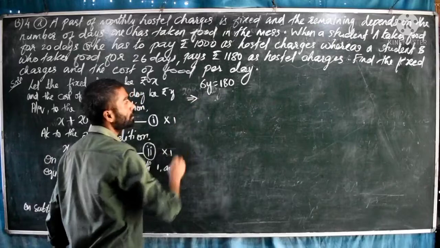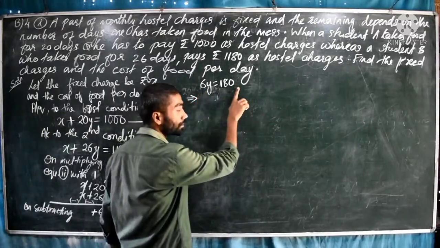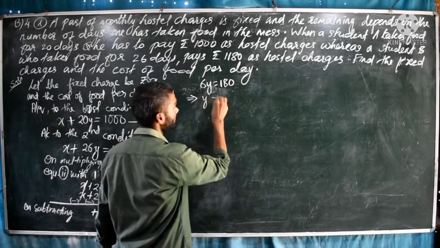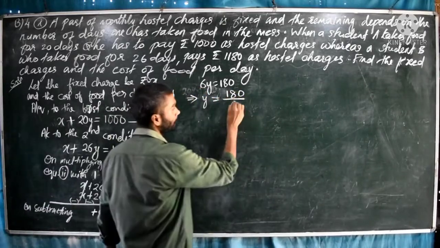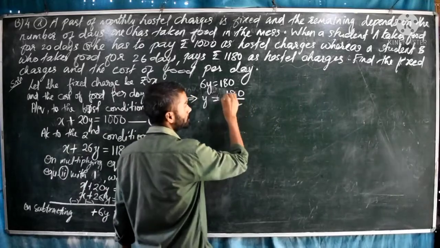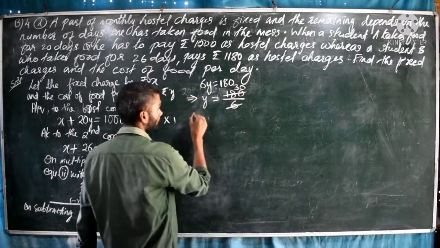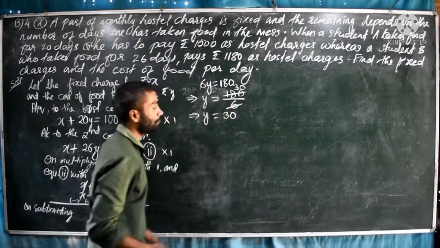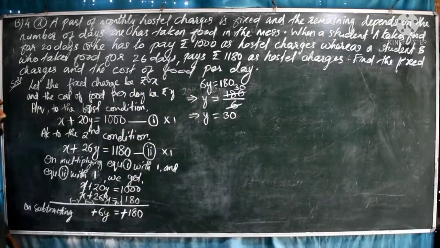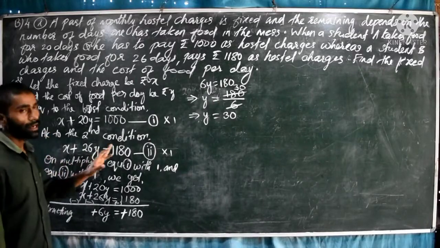Now from here we will find the value of y. So we will transfer this 6 to the right hand side. That is y is equal to 180 divided by 6. 6 3 times is 18, and this 0. So the value of y we got here is 30. Now we can place this value of y, that is 30, in any of the equations, that is equation 1 or equation 2, and we can find the value of x also.